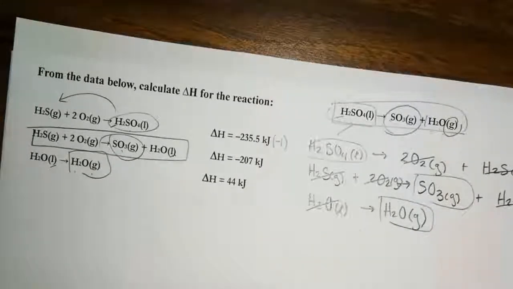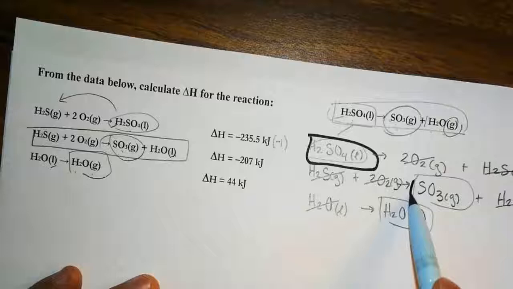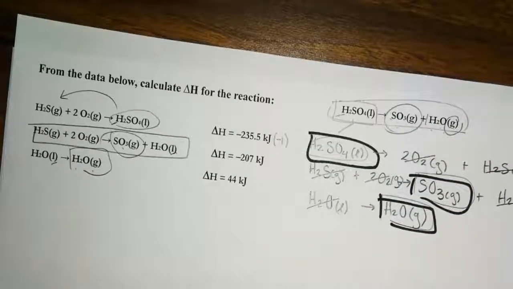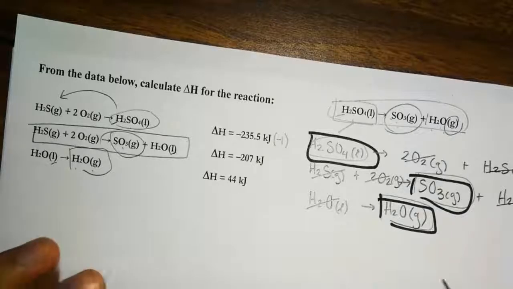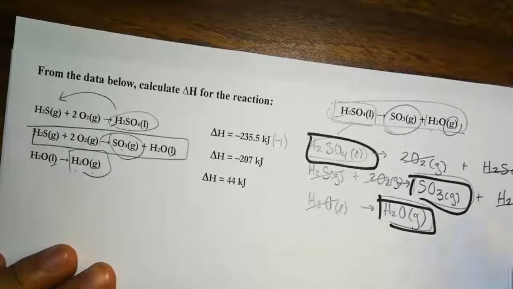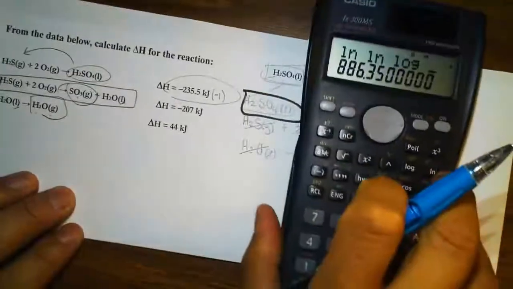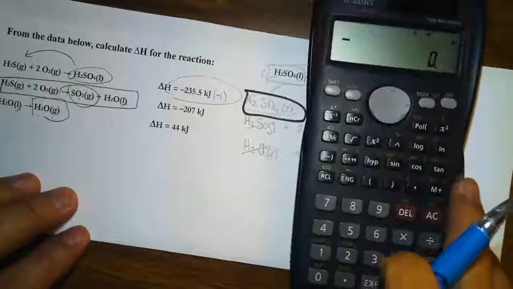Isn't that easy? Look at that. It looked complicated. It was really easy if you take the time to write out all the work. So the overall change is really just this part right here, isn't it? So let's use our calculator and plug them in.